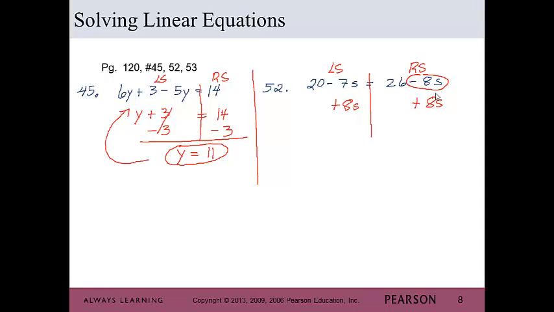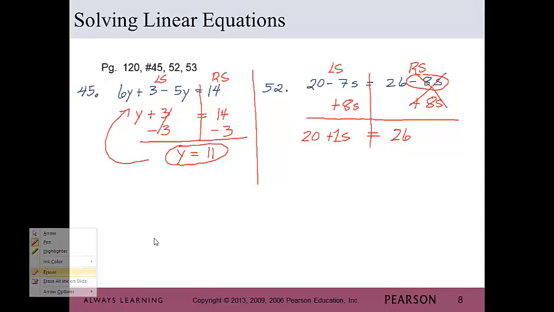Notice how I line them up with the like terms. It keeps everything organized. These cancel out. There's my equal sign. On the right side, I still have 26. But on the left side, now I have 20. And then what is negative 7s plus 8s? It is s or 1s. You can either write the 1 or leave it off because it's usually invisible.